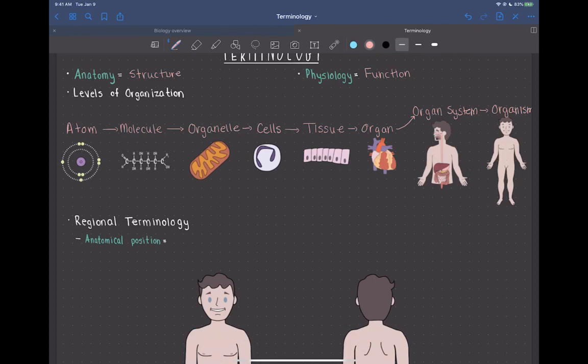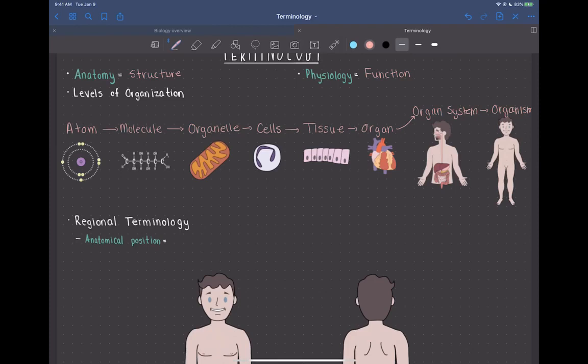Or give me an example of a cell, and you would name one. Or I could do the opposite. I could say the heart is an example of what, right? And you would say organ. Or the spinal cord is an example of what? That's actually an organ, right?